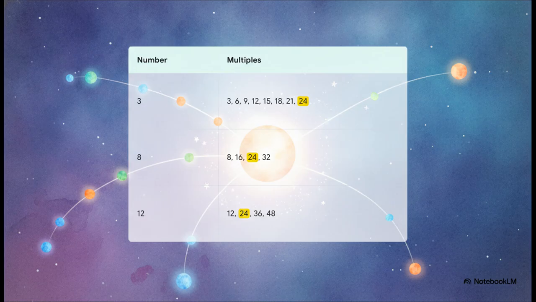Then the multiples of 8. 8, 16, 24. Finally, the multiples of 12. 12, 24. Do you see it? The separate paths of 3, 8, and 12 all eventually converge beautifully at the exact same point. The lowest common multiple is 24.